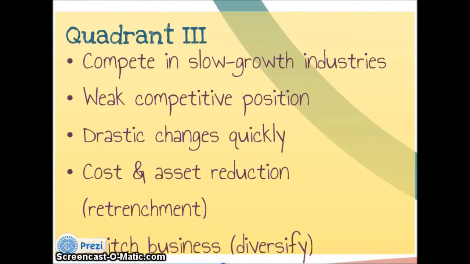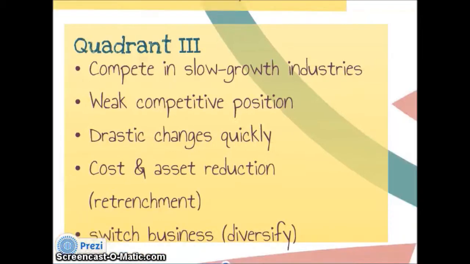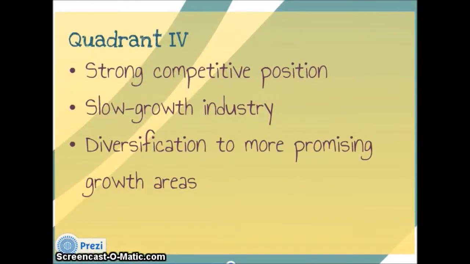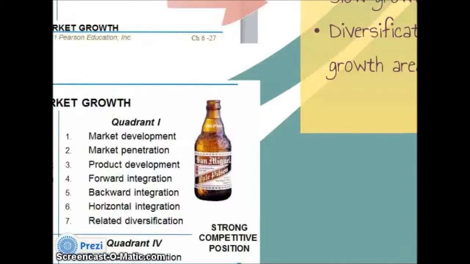Firms or products in quadrant 3 are those that compete in slow growth industries and have weak competitive position. These firms and products must make some drastic changes quickly to avoid further decline and possible liquidation. Extensive cost and asset reduction should be put first. Second choice is to switch business or diversify. In quadrant 4, these are businesses that have strong competitive position but are in slow growth industry. These firms have the strength to launch diversified programs into more promising growth.